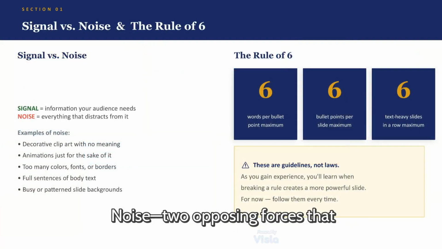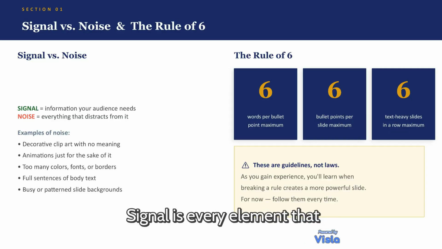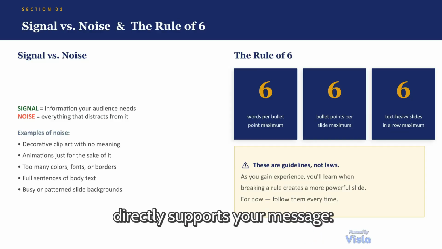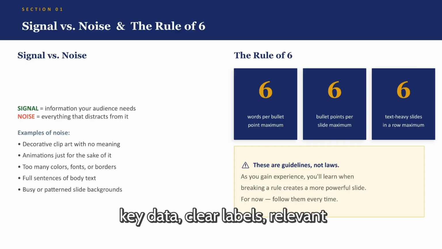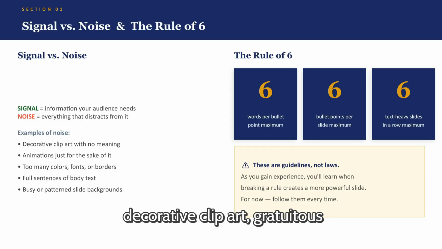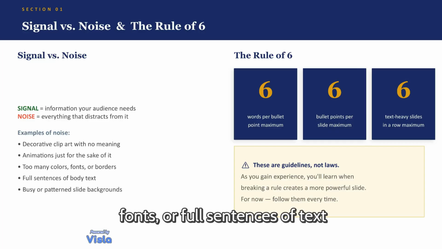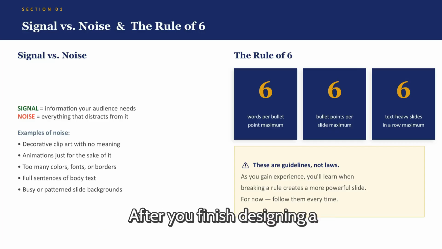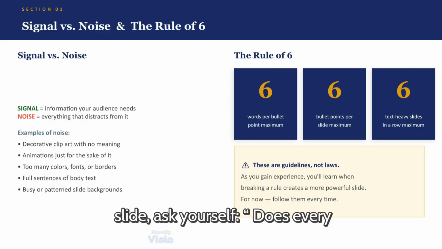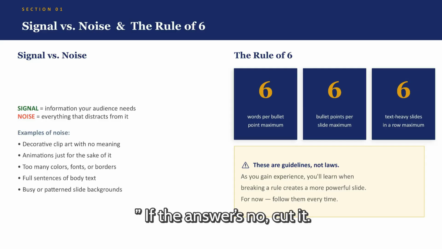Next, we'll look at signal versus noise, 2 opposing forces that can make or break your slides. Signal is every element that directly supports your message. Key data, clear labels, relevant images. Noise is anything that distracts. Decorative clip art, gratuitous animations, mismatched colors or fonts, or full sentences of text that bury your point. After you finish designing a slide, ask yourself, does every element deserve to be here? If the answer's no, cut it.